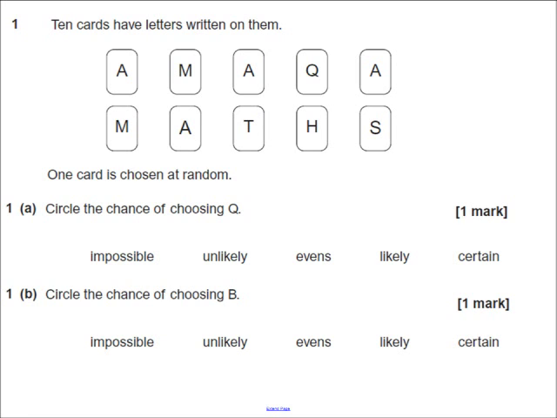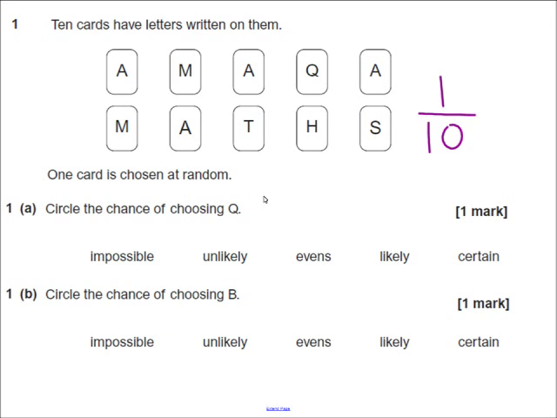Okay, let's start the exam. Question 1. 10 cards have letters written on them. Now, as you can see, question 1A says that one card is chosen at random. Circle the chance of Q being chosen. Well, we have 10 cards in total. Therefore, whatever we pick, our probability is going to be over 10. There's only one Q, so the probability of picking a Q is 1 over 10.